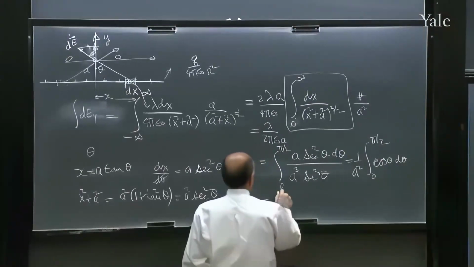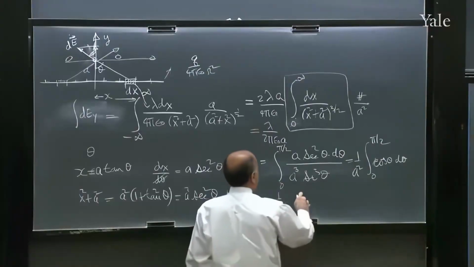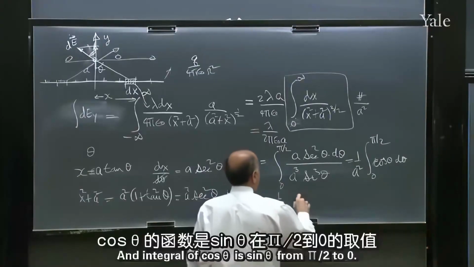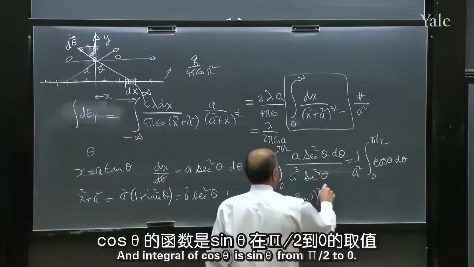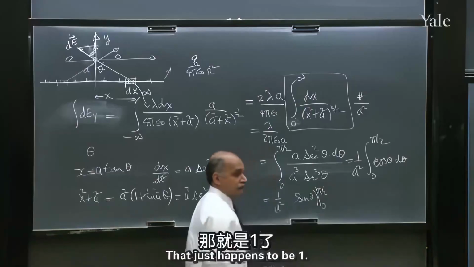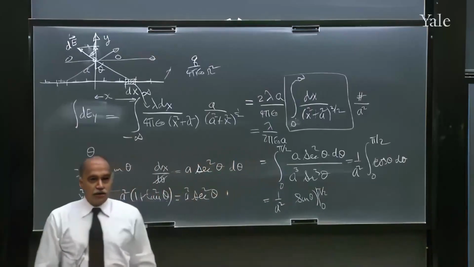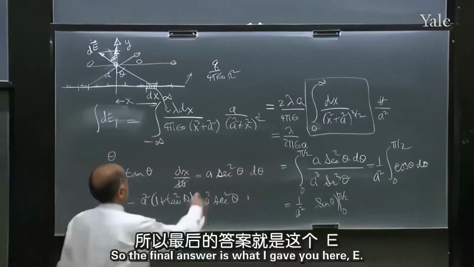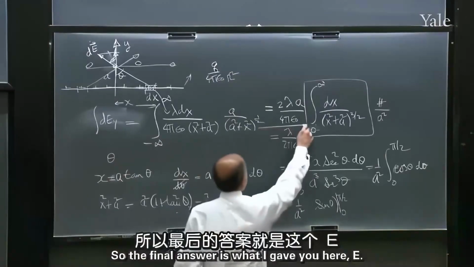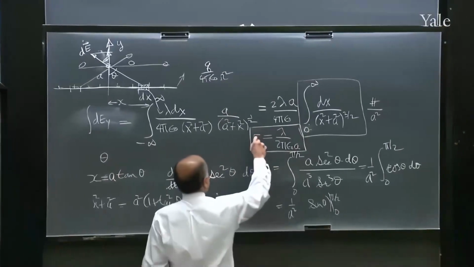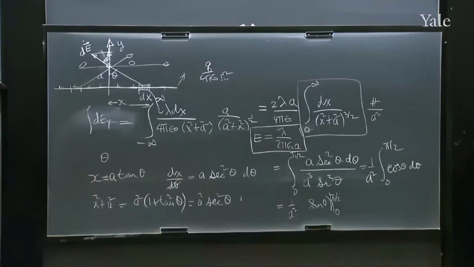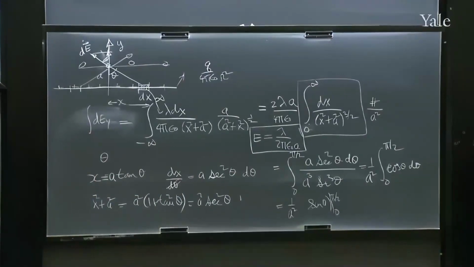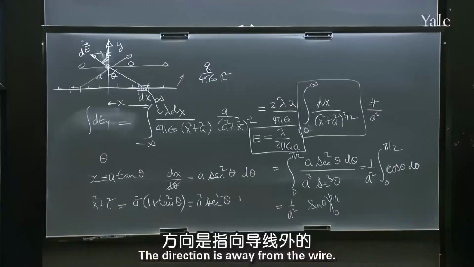And the integral of cosine is sine theta, from pi over 2 to 0. That just happens to be 1. So the final answer is what I gave you here, E. Well, E is a vector. I've just told you the magnitude, but we've all agreed on what the direction is. Direction is away from the wire.